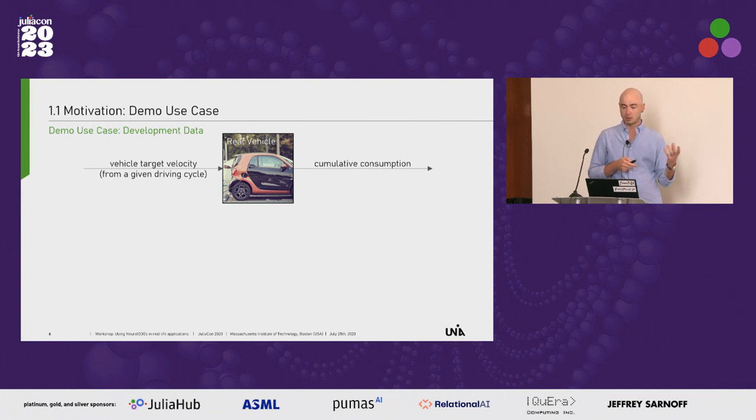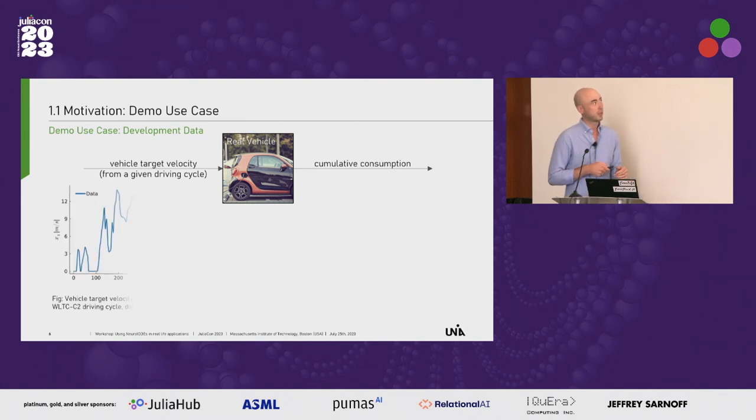So we have a given target velocity and drive it as accurate as possible. And of course, we're not driving by ourselves, but a computer is driving for us. So during the maneuver, we are measuring the vehicle energy consumption at the battery. For a better understanding, we have a look at the measurements.